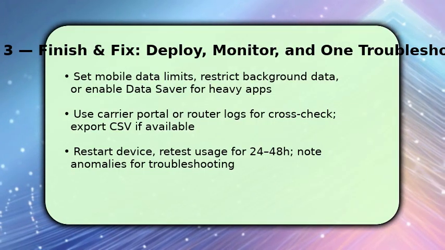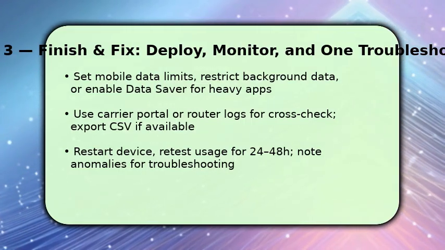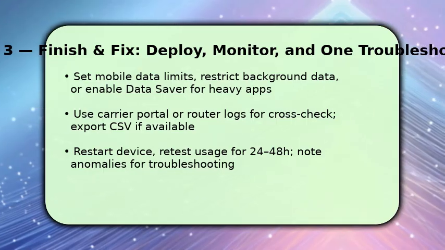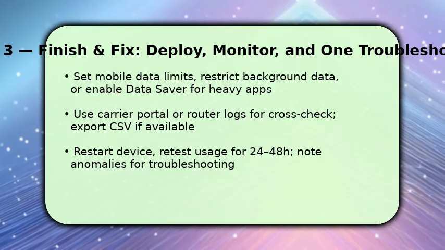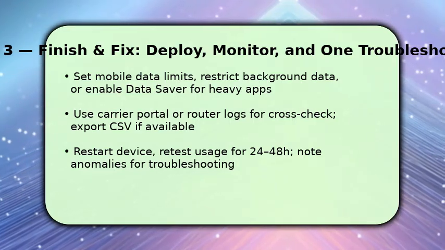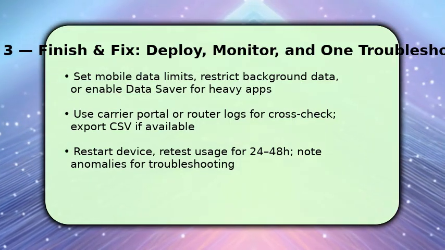Then cross-check numbers with your carrier portal or router logs and export CSV if available to reconcile totals. If figures seem wrong, restart the device, reproduce typical use for 24 to 48 hours, and note anomalies. This single troubleshooting tip helps isolate persistent issues.